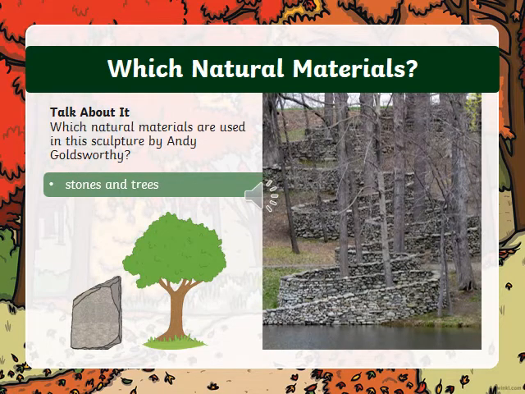How about this one? So which natural materials can you see are used in this sculpture by Andy Goldsworthy? Pause me now, tell your adult. Did you get it right? Stones and trees. And you can see the stone wall looks like it's been woven in between the trees. Isn't it pretty?